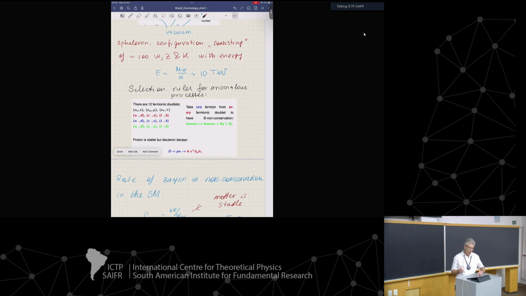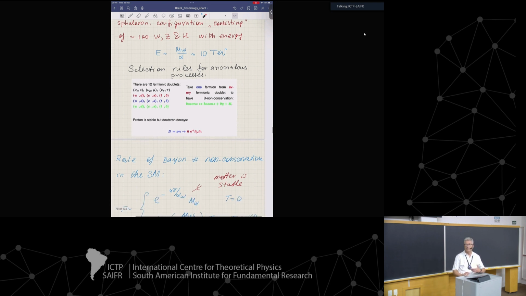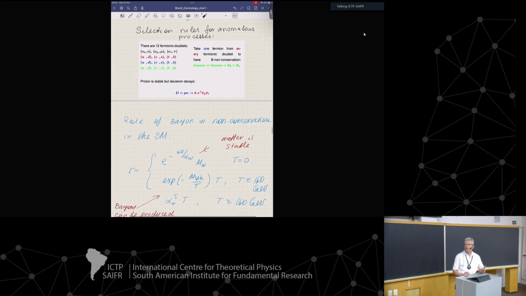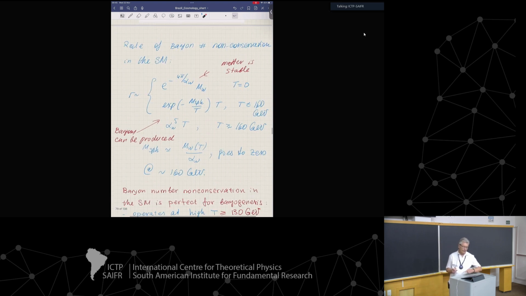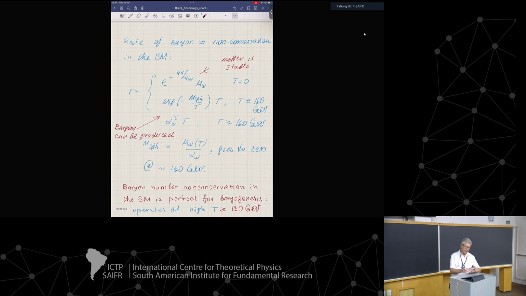Okay. And the lowest process in which baryon number non-conservation happens in the Standard Model is, for instance, this one. You take the deuterium, and the deuterium can decay into an antineutron and 3 leptons. Okay. You can compute the probability of this process. You find that at zero temperature, this is negligibly small. At finite temperature, the rate is enhanced.